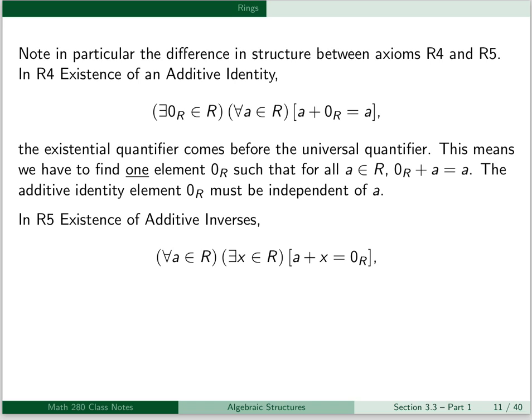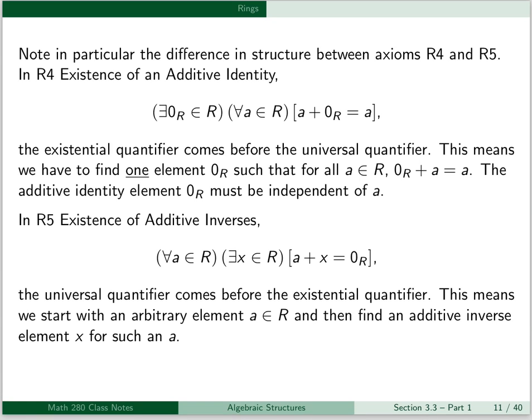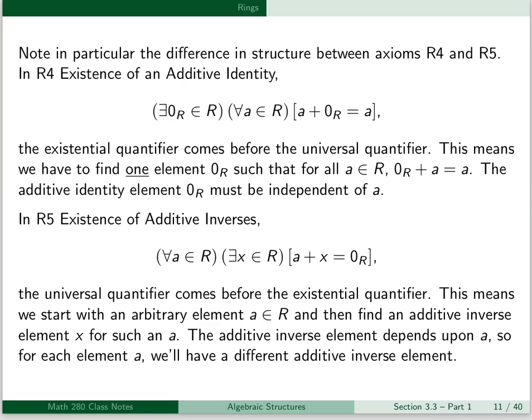In R5, existence of additive inverses, which is for all a in R, there exists an x in R such that a plus x is equal to 0 sub r, the universal quantifier comes before the existential quantifier. This means we start with an arbitrary element a in R and then find an additive inverse element x for such an a. The additive inverse element depends upon a, so for each element a, we'll have a different additive inverse element.